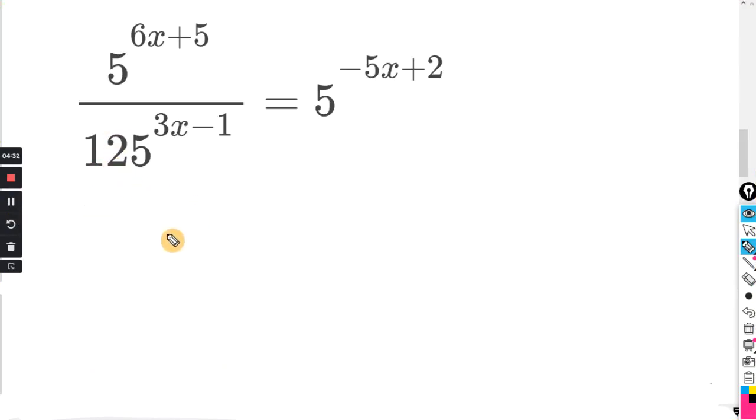Okay, again, we're solving for x, and again, the goal is to get the base numbers to match. All right, we have 5 and 5. I want to write 125 in terms of 5. Okay, so 125. Let's see, 5 times 5 is 25, times 5 again is 125. So 125 is the same as 5 to the third. All right, in the numerator, I have 5 to the 6x plus 5.